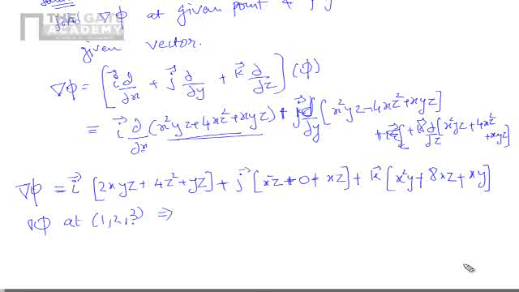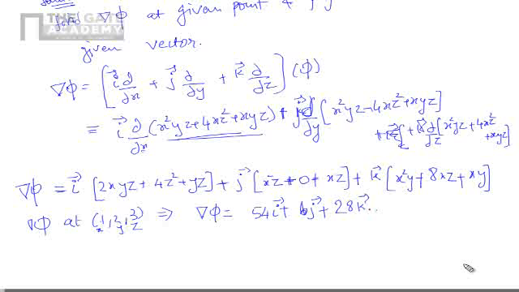Now you substitute for x as 1, y as 2, z as 3. So del phi will be what? If you substitute, what you will get? 2 into 1 into 2 into 3, like that. When we substitute everywhere, 1 as x, 2 as y, 3 as z, we will be getting del phi as 54 i vector plus 6j vector plus 28k vector. This is what we will be getting.